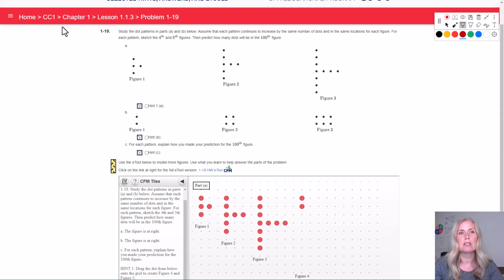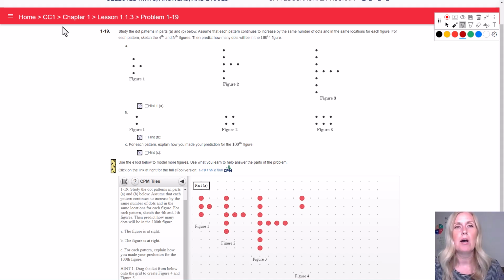Today we are going to do section 1.1.3 from the CC1, the 6th grade textbook. If you go to your homework problems, the first one is number 19. And these are dot patterns. This is the very beginning of learning how to deal with these patterns. And pay attention, I'm going to show you a really good way to look at them because you're going to continue to do this all throughout middle school and even some in high school.